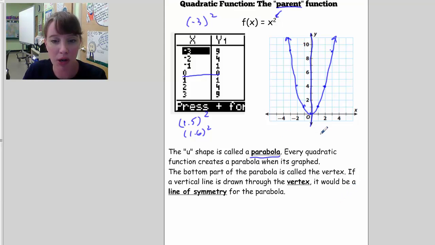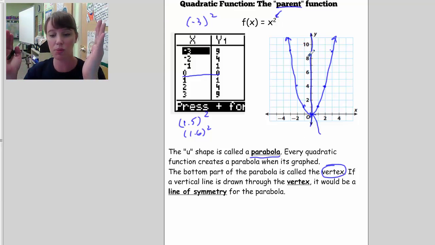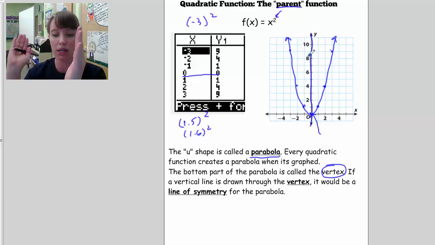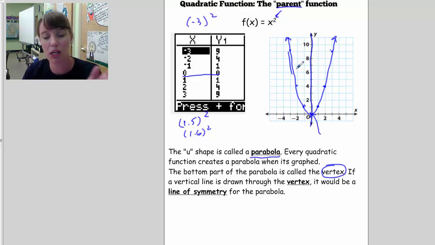Now the bottom part of the quadratic function, this part right here, is called the vertex. All right. And if a vertical line is drawn through the vertex, it creates a line of symmetry, meaning I could fold the parabola about this line, and one side would match the other side. It would lay directly on top of it. So this left branch would lay directly on top of the right branch if I folded it along the y-axis. Okay, another way of describing that is it's called a line of symmetry.